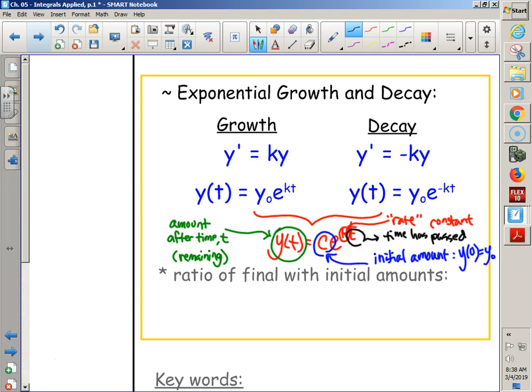There are going to be times where it's going to be helpful to make a ratio of the final with the initial amounts. So we could do y of t over y sub naught is equal to, we could basically divide the y sub naught to the other side, and we would get our e to the kt. You can also think of it as y of t over c. But this is when they're talking about some sort of ratio, some sort of percentage.